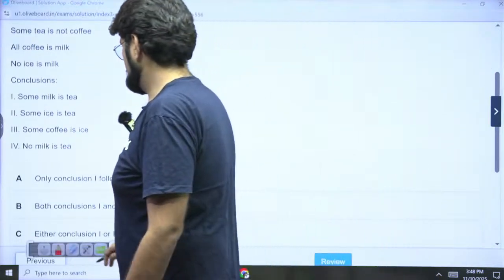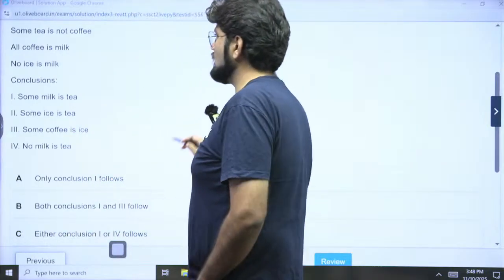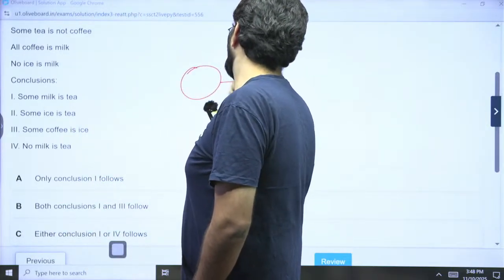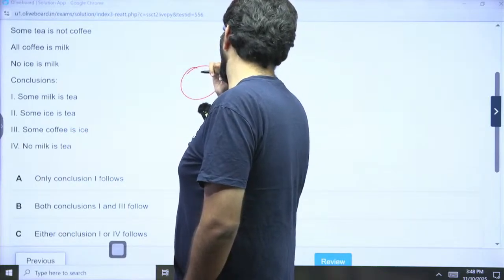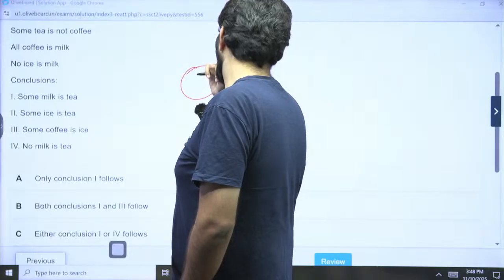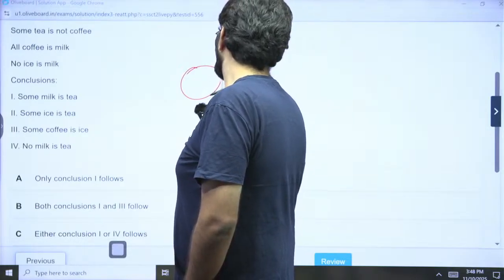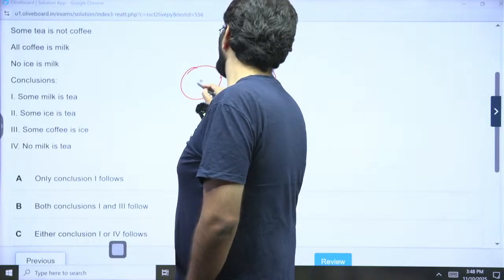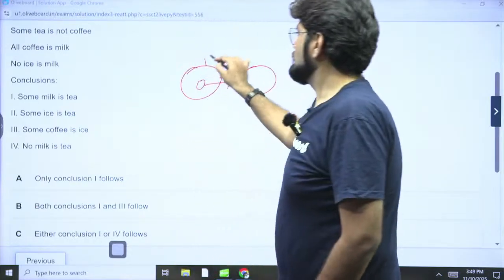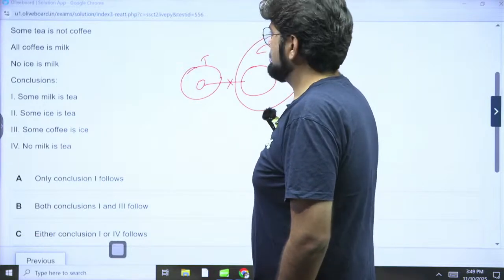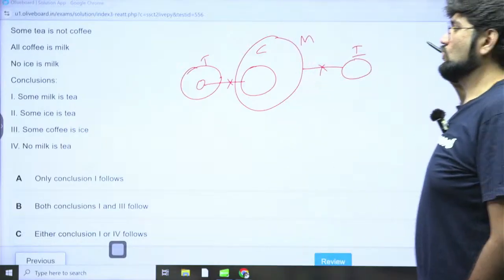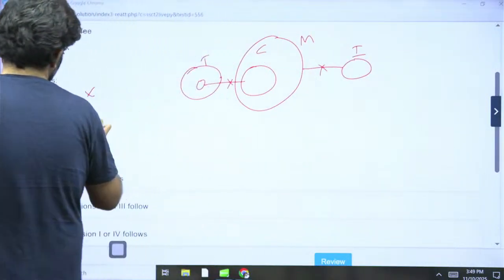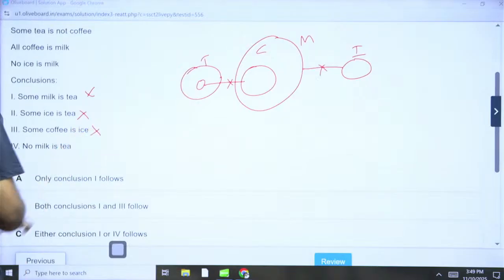Syllogism. Some tea is not coffee. All coffee is milk. No ice is milk. Some milk is tea. No, we can't say that. Some ice is tea. We can't say that. Some coffee is ice. We can't say that. No milk is tea. Can we say that? No, we can't say that.